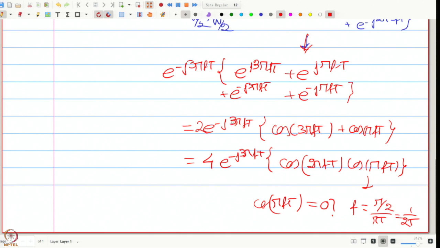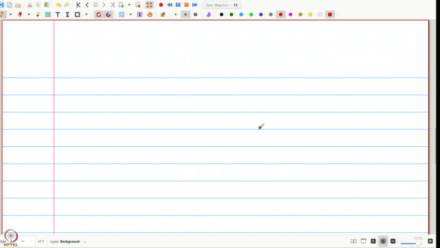So now, let's do this more carefully, apologies. So cos pi fT is 0 when pi fT is equal to pi by 2. That means my f is equal to, I will just take this pi away, 1 upon 2T. So now let's look at the spectrum.